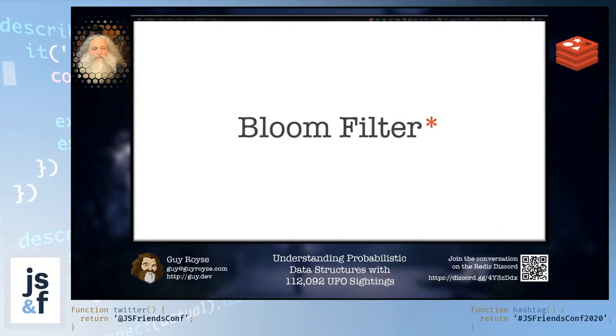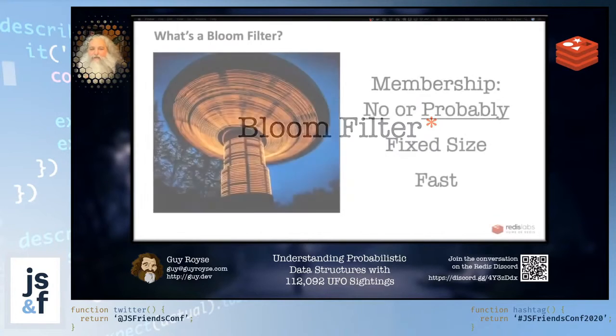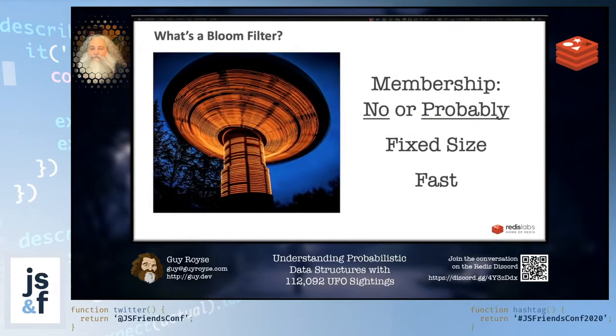So first we're going to talk about Bloom filters and how they work. Before I talk about how they work, I want to talk about what their limitations are. What's a Bloom filter? A Bloom filter tests for membership, and it can answer two things. It can say no, this thing is not in the set, or it can say, probably it is in the set, which is a little weird. It can say no or probably.